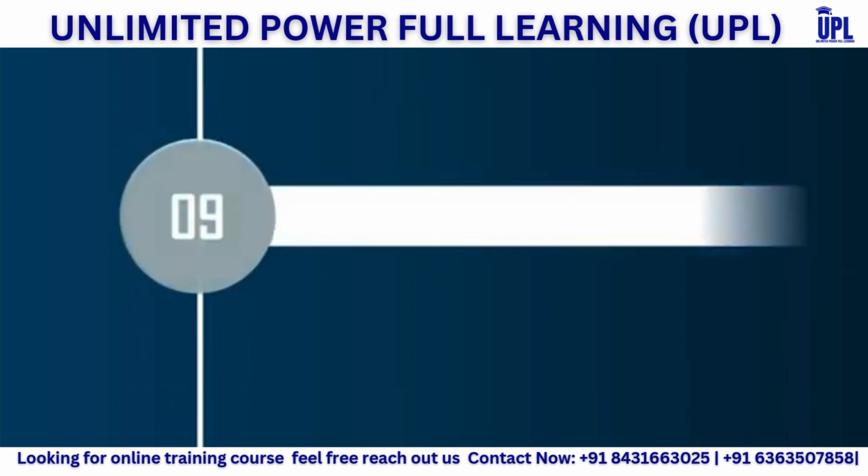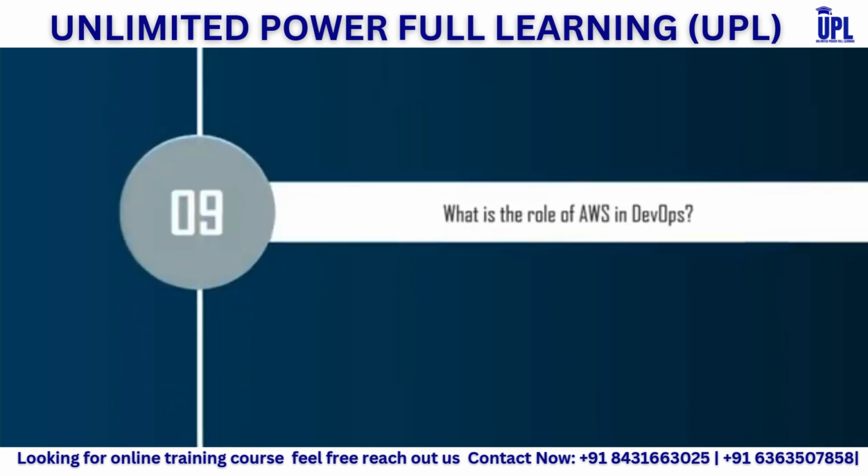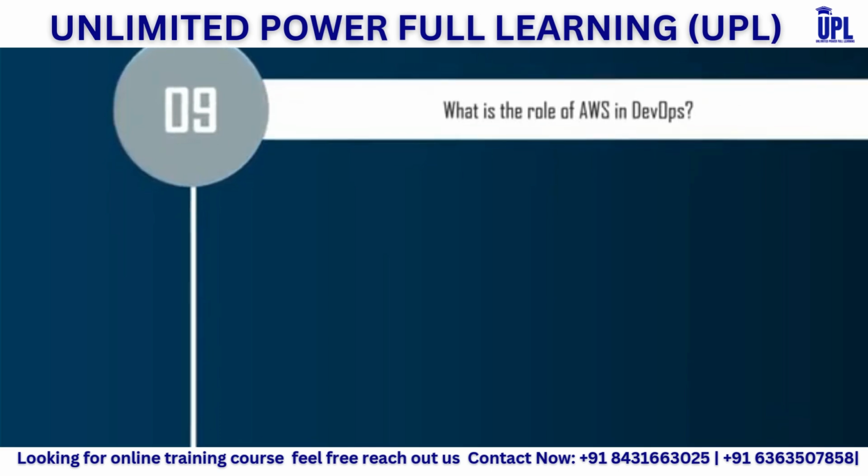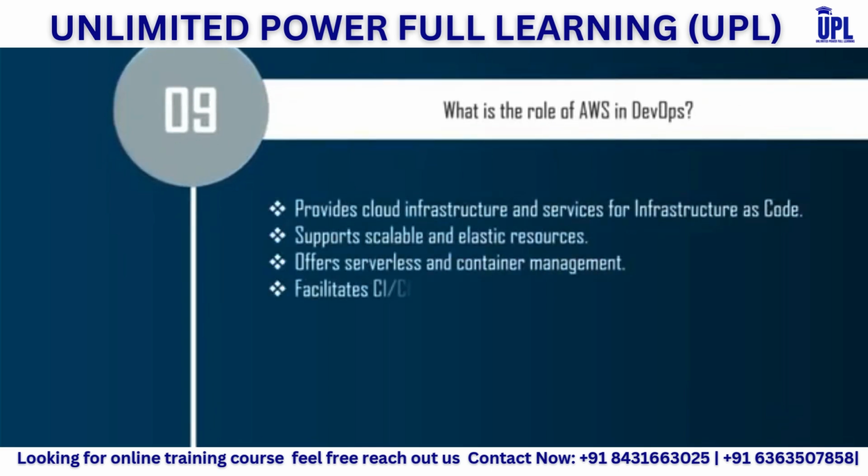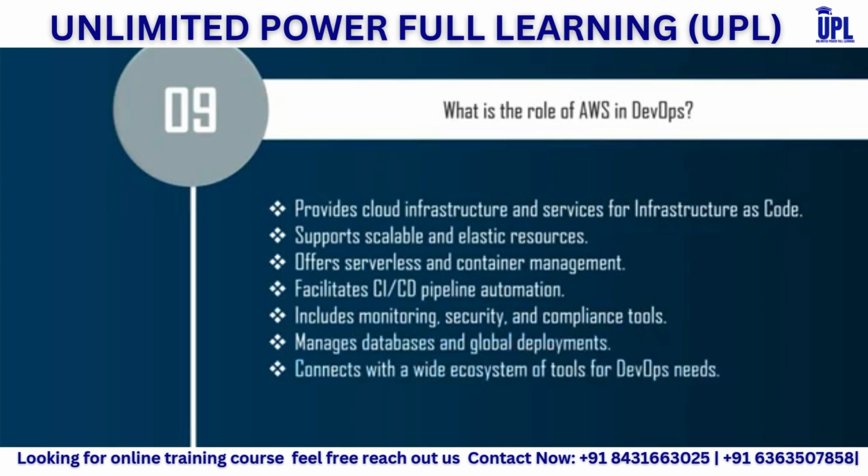And the ninth question is, what is the role of AWS in DevOps? In DevOps, AWS plays a crucial role by offering cloud infrastructure and services that allow teams to automate provisioning, scale resources dynamically, and implement serverless and container solutions, all while streamlining CI/CD pipelines and providing robust tools for monitoring, security, and compliance, making it a go-to choice for managing databases and facilitating global deployments, while also offering seamless integration with an extensive ecosystem of DevOps tools.